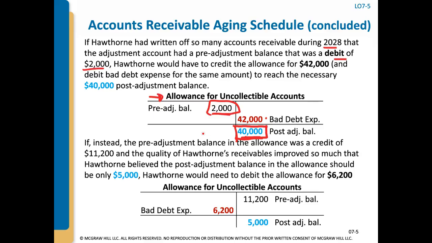Or another scenario could be that your starting allowance for uncollectible accounts was 11,200, and based on an aging schedule, the company determines that the allowance should only be 5,000. In that situation, they would debit the allowance for uncollectible accounts and credit bad debt expense. So this is just showing that the allowance for uncollectible accounts isn't always a credit balance to begin with, nor is it always a credit in the journal entry as well.